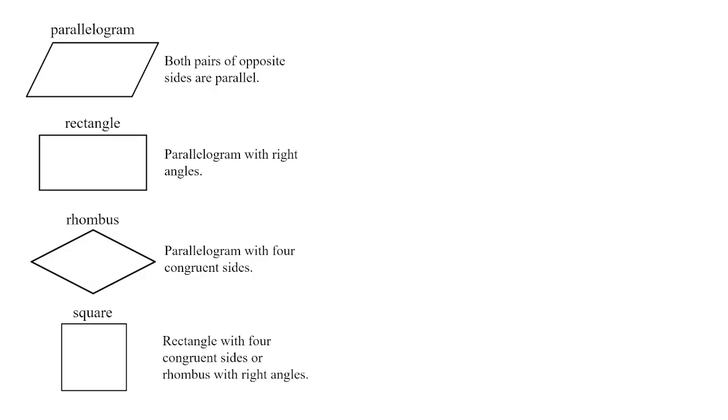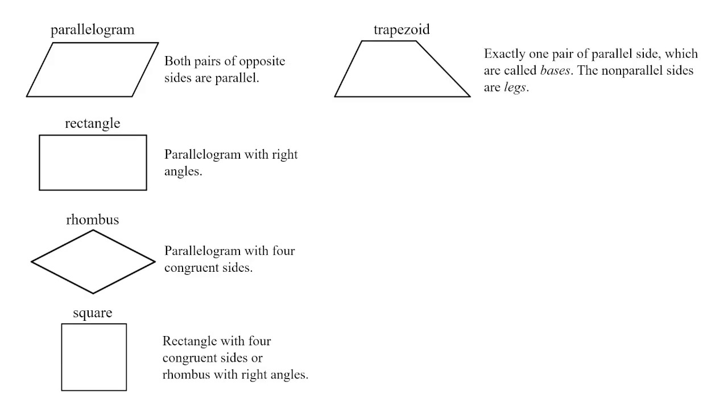So now there are quadrilaterals that are not parallelograms. So we have the trapezoid. Exactly one pair of parallel sides. And those parallel sides are called bases. The non-parallel sides are your legs.